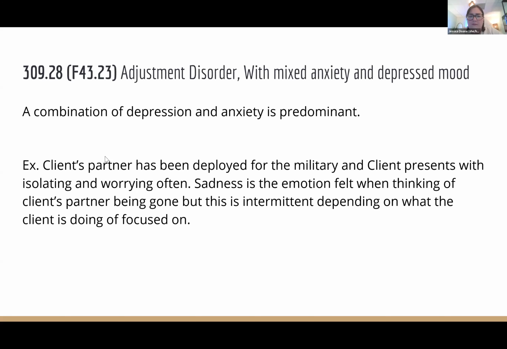So here we've got the mix of anxiety and depressed mood. So the client is isolating more frequently, but also worrying more. So isolation falls under depression, worrying falls under anxiety. Sadness is the overarching thing that this client is identifying that they feel when thinking about their partner being gone, but also it appears that they're able to distract themselves sometimes because it's intermittent depending on what the client is doing or what they're focused on.